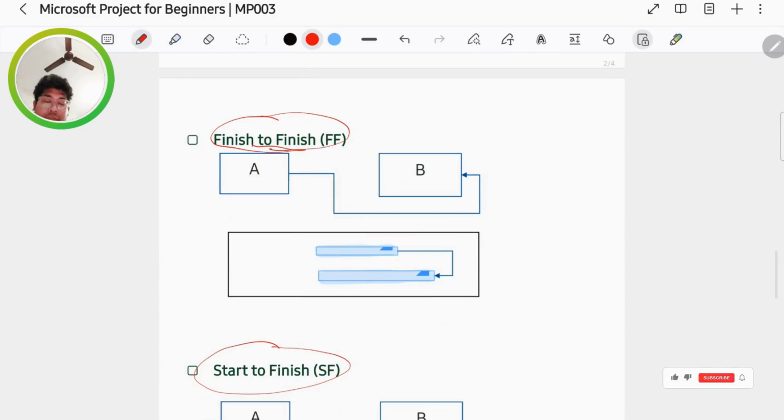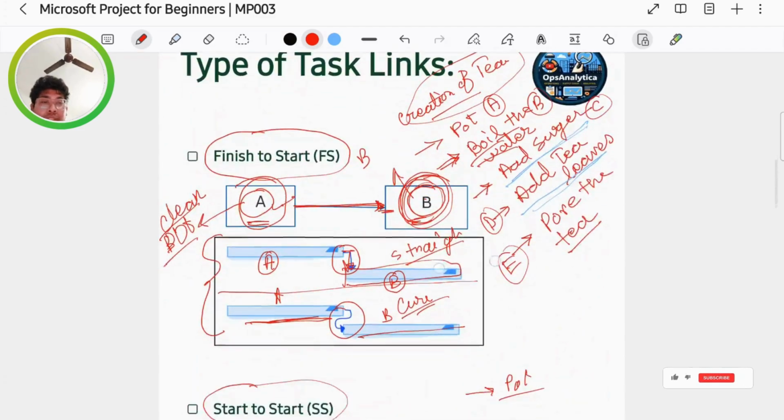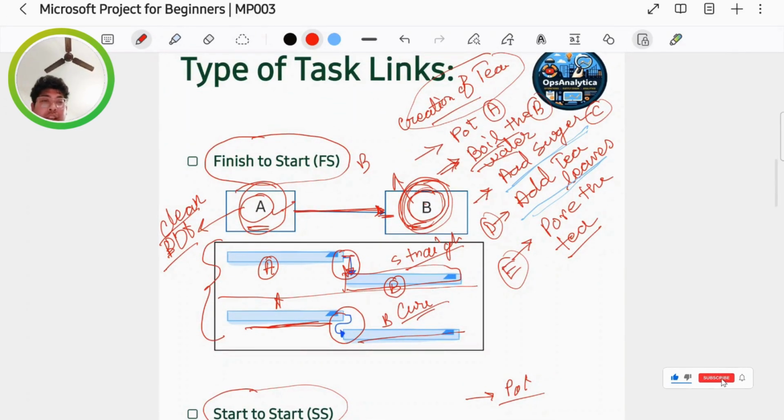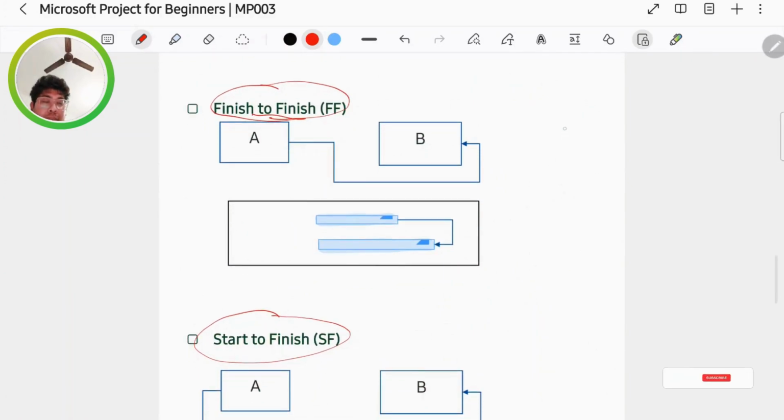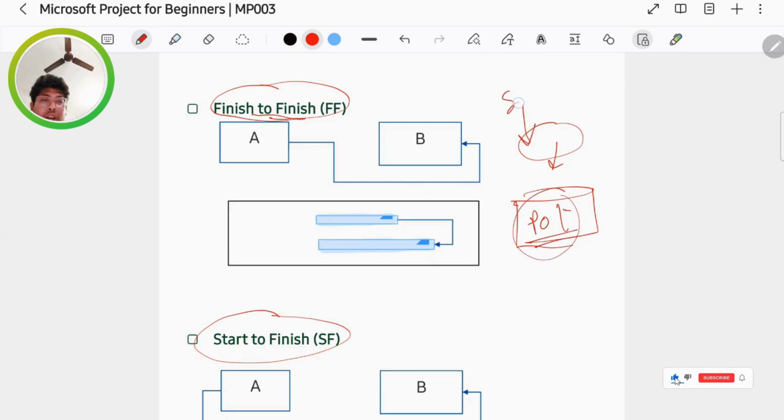Now we are coming to finish to finish. Suppose we are telling that, in this case, we are adding sugar and adding tea leaves. Before pouring the tea into a pot, what is our condition? We have to add the sugar, right? And we have to boil the water and add the tea leaves also, right? So these are the two things we have to do.